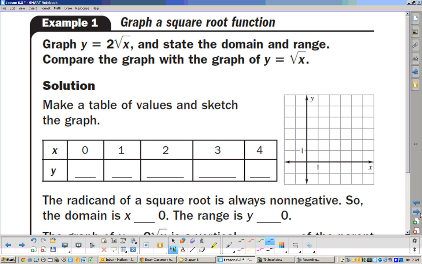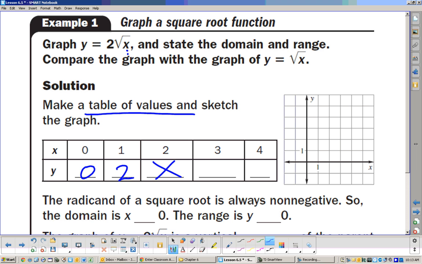It says, all right, so we got this graph y equals 2 times the square root of x. It says to make a table of values. Remember, if all else fails, make a table of values. That will work on every single graph. So if you really don't know how to graph something, just make a table of values. So let's do that. Let's put a 0 in for x. What do we get for y? 0. Put a 1 in for x. What do we get for y? 2. If I put a 2 in for x, what do I get for y? Yeah, ugliness. So I'm going to skip that one for right now.